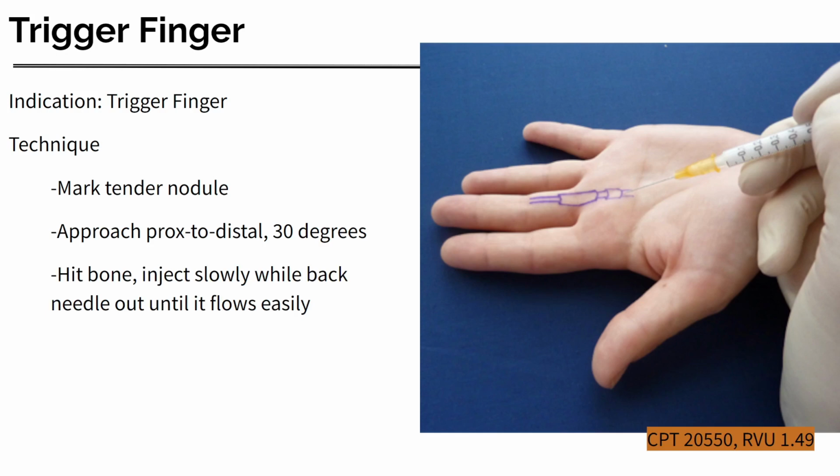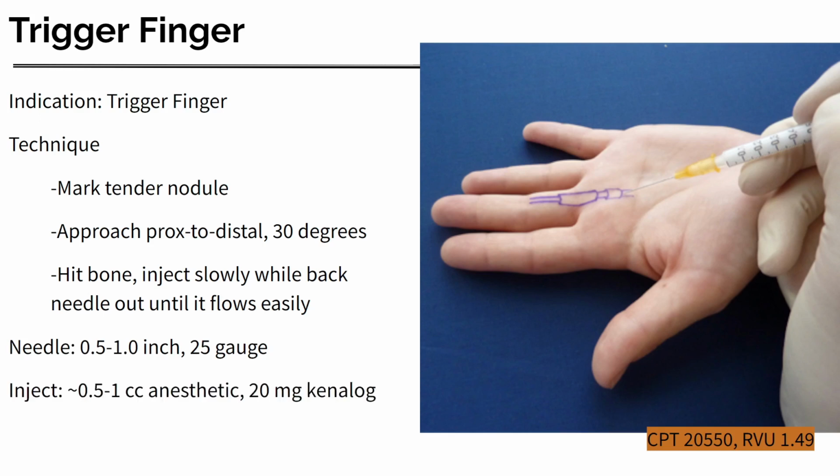And then basically you inject until you hit bone, and then back up a little bit and inject until it starts to flow freely. And you will sort of with a tactile feel know that you are in the tendon sheath. You only need a 0.5 to 1-inch needle and a 25 gauge. Not a lot of volume here, right? So max of 1.5 cc's, but typically I'll draw up 0.5 of the anesthetic and then 20 of Kenalog, which is 0.5 as well.